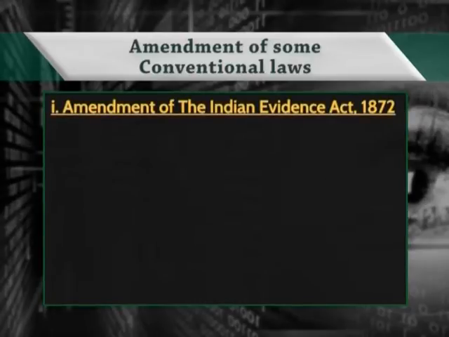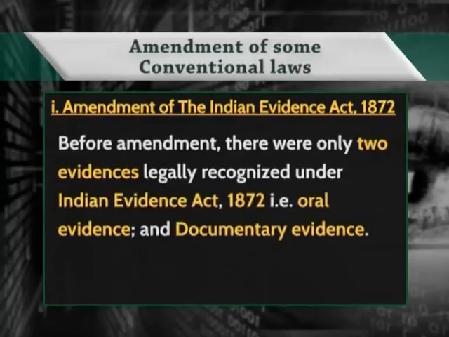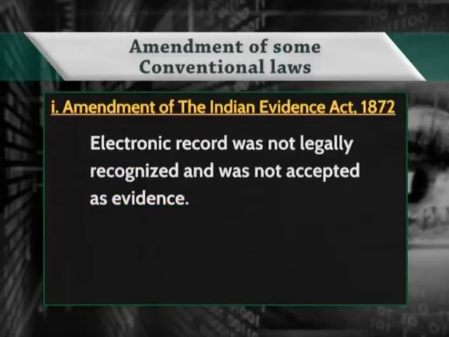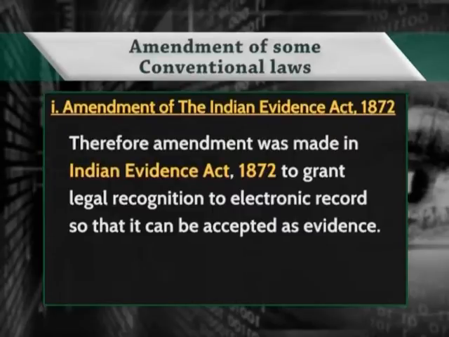First, we would like to discuss the amendment of the Indian Evidence Act 1872. Before amendment, there were only two kinds of evidence legally recognized under the Indian Evidence Act 1872. The one is oral evidence, another one is documentary evidence. Electronic record was not legally recognized and was not accepted as evidence. Therefore, an amendment was made in the Indian Evidence Act 1872 to grant legal recognition to electronic records so that they can be accepted as evidence.